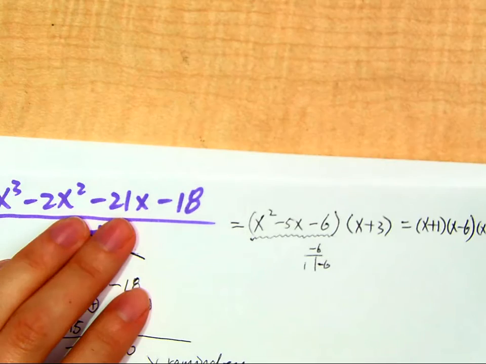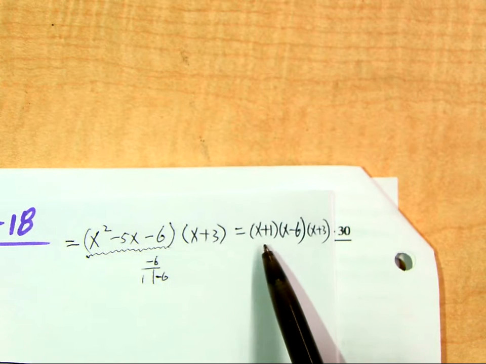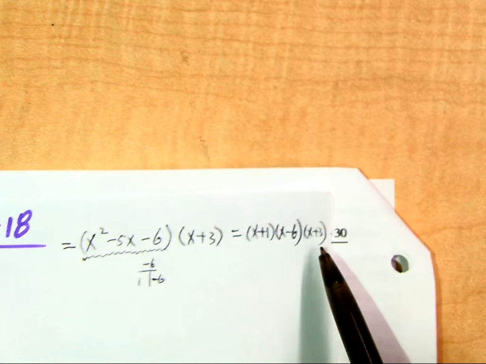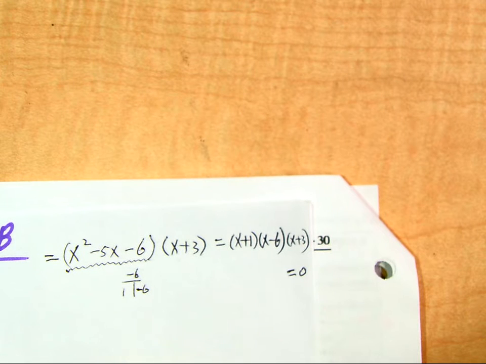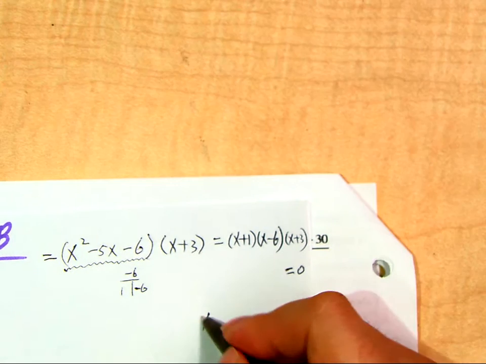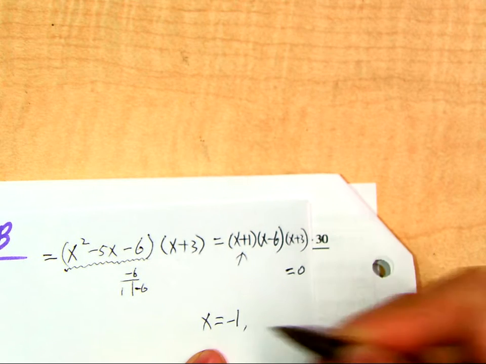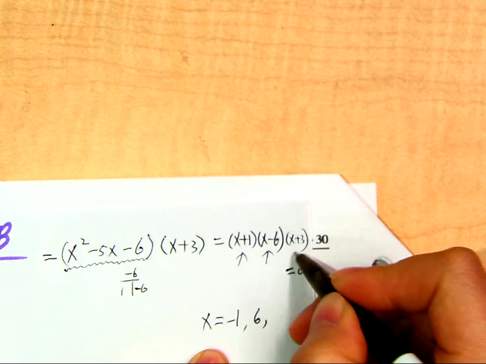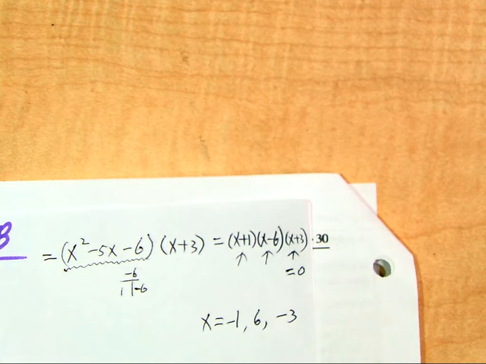See, we rewrote this whole polynomial function with degree 3 into a factor times another factor. If we set this whole thing equal to 0, we're able to solve for x from each term. From the first one, x equals negative 1. From the second, x equals 6. From the last one, x equals negative 6. That's how we solve a polynomial function with degree 3.